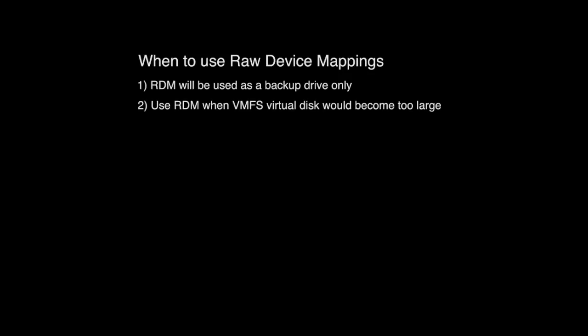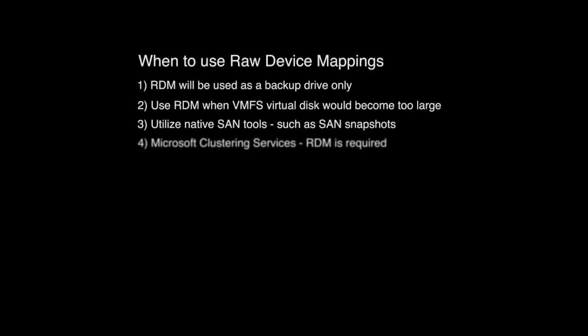Let's go over a few reasons for using raw device mappings. If your RDM will be used as a dedicated backup drive only, an RDM can prove to be beneficial. You can use an RDM when you think a virtual disk would become too large or greater than the VMware 2TB limit. You can also utilize native SAN tools, such as snapshots or replication, depending on your hardware vendor. If you're looking to cluster using Microsoft clustering services, they do require the use of RDMs to provide high availability and to pass cluster validation tests.